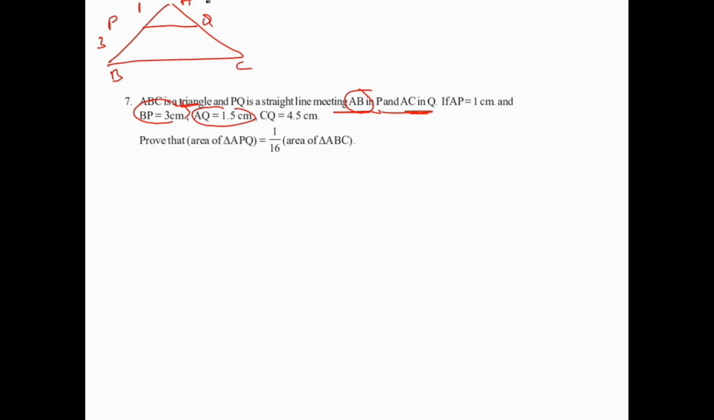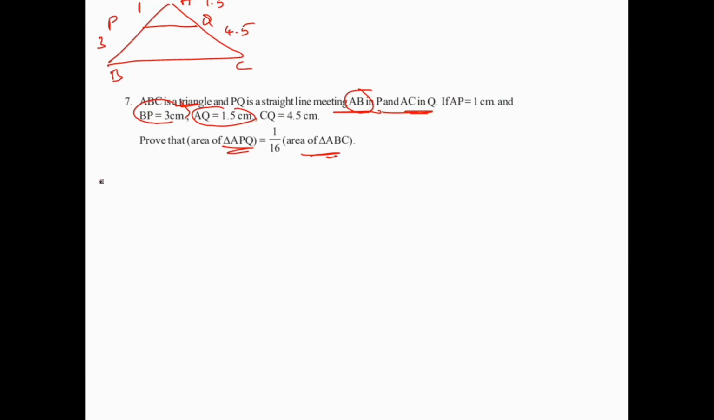For a triangle ABC, we have a straight line meeting AB in P and AC in Q, so you have some line here, PQ. If AP is 1 centimeter and BP is 3 centimeters, AQ is 1.5 centimeters and CQ is 4.5 centimeters, then we have to prove that the area of the triangle APQ is 1 by 16 of triangle ABC. Okay, let's see how we will do this one here.